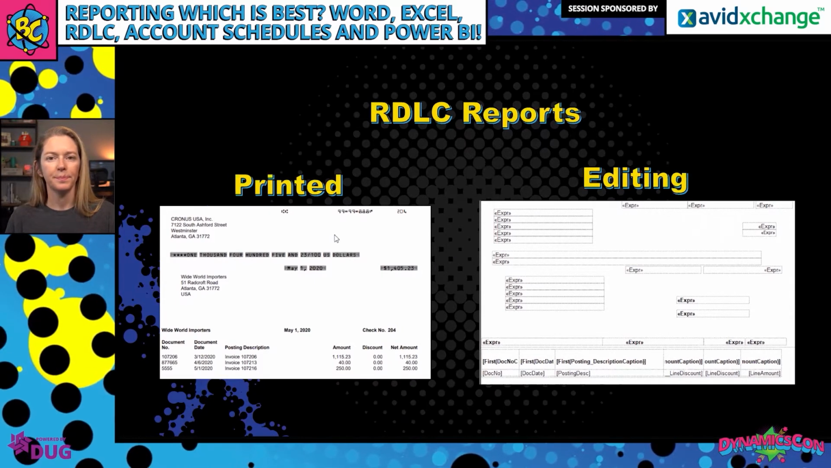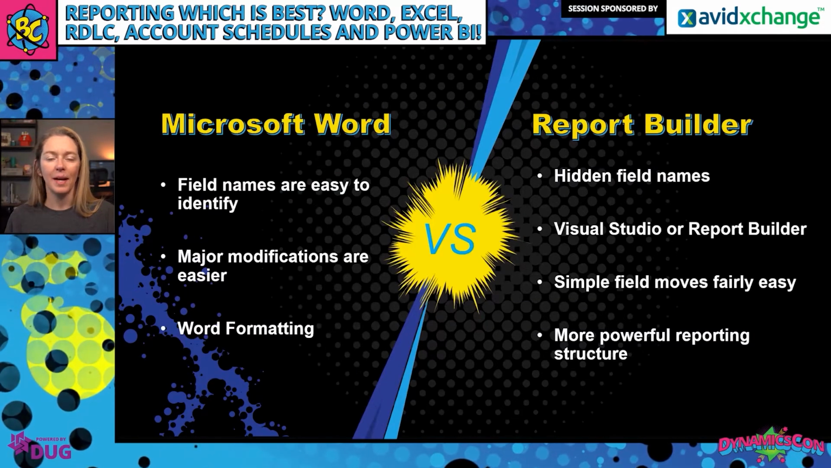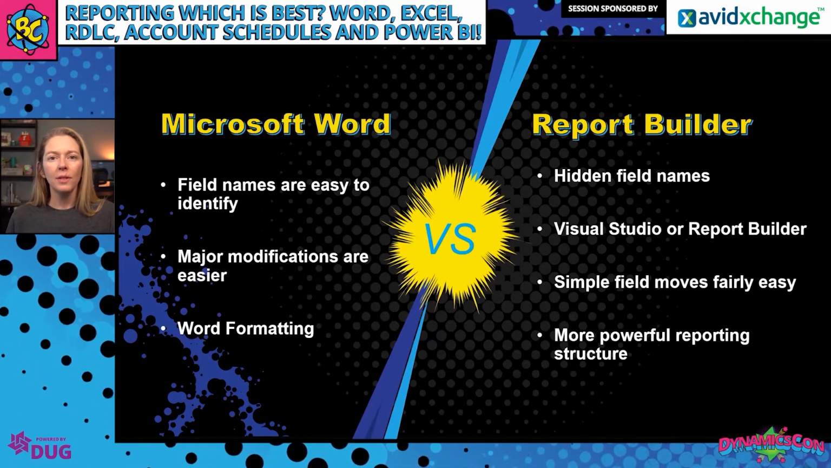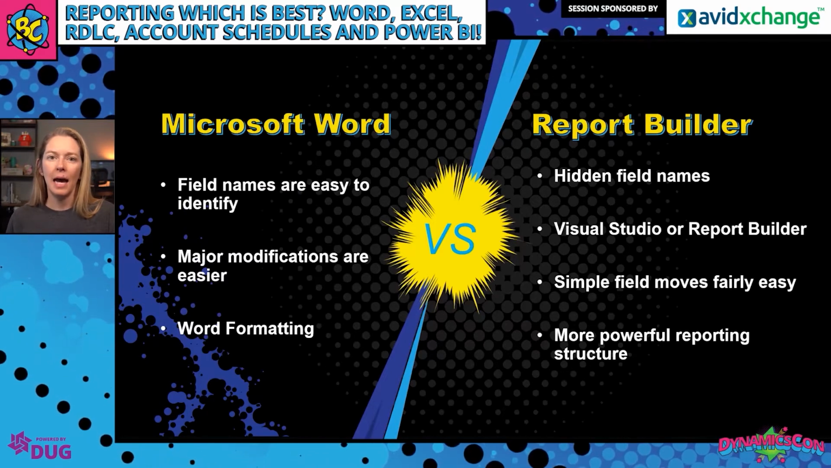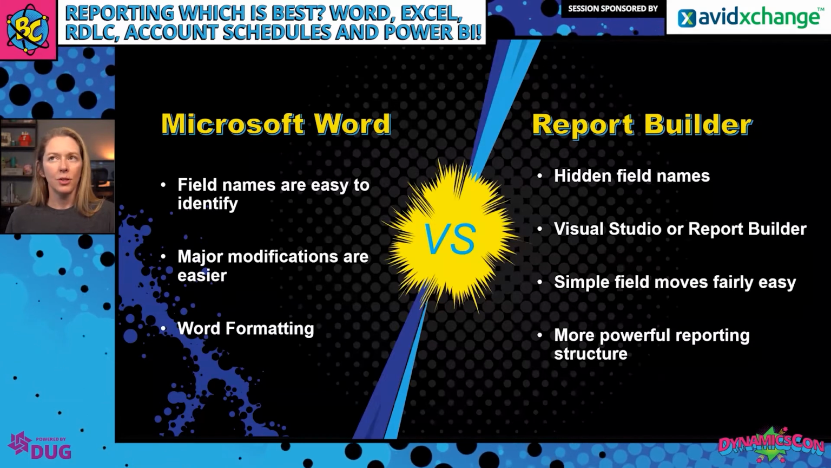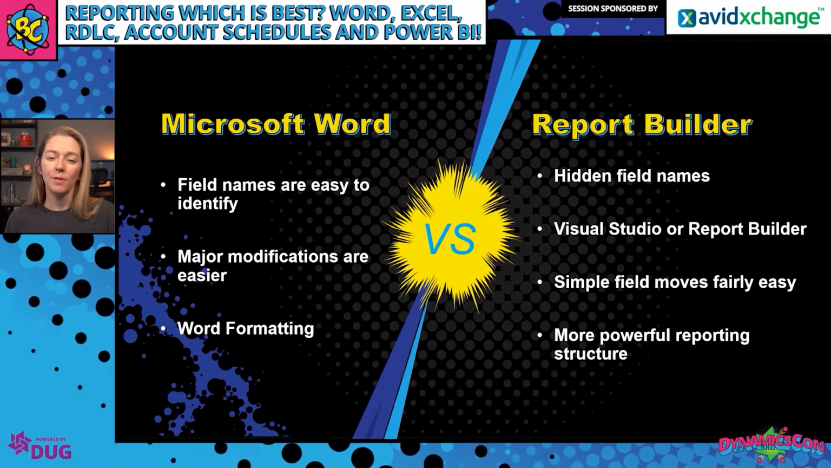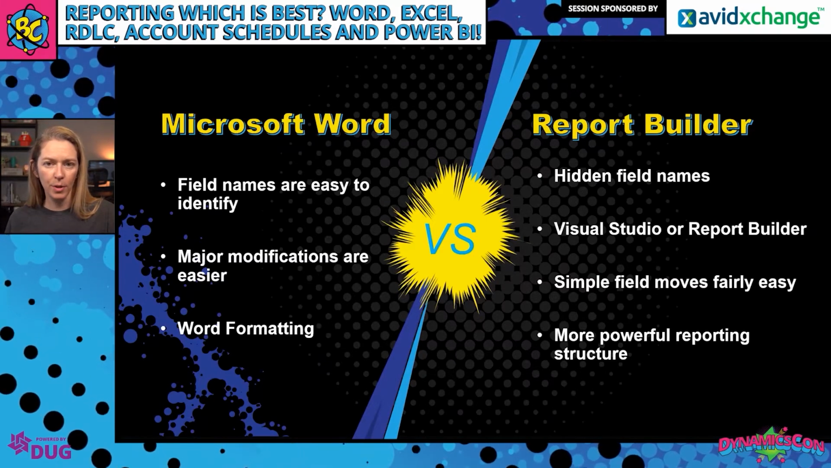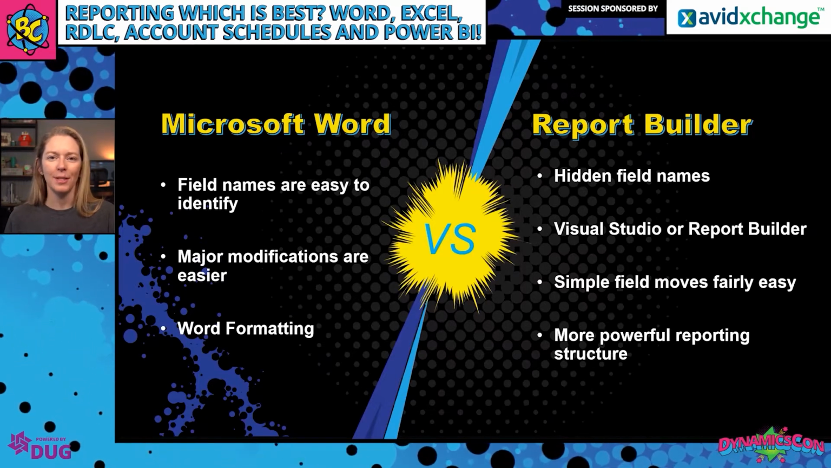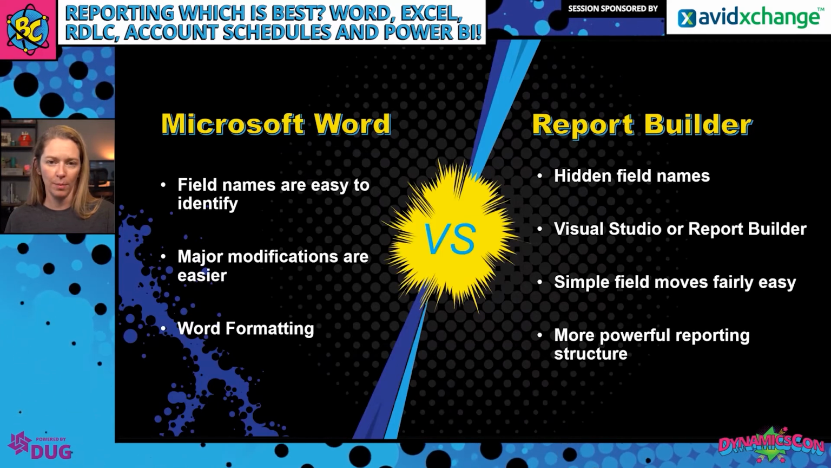So this is what this would look like if you were in the editor view, and then of course printed view as well. Okay. So which is better, Word or the Rdlc? Okay, or Report Builder, I should say. So again, on the Word side, the field names are a lot easier to obviously see and know what they are. If you get into the Report Builder, you'll see mainly expressions. So if you've ever worked with SSRS reports, if everything you did was an expression on an SSRS report, that's kind of what you're seeing inside of Report Builder.